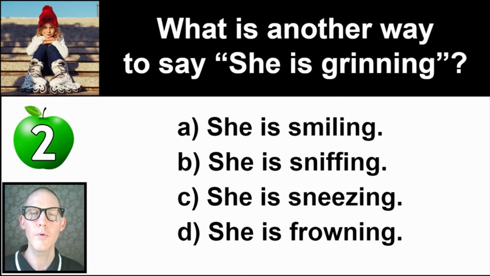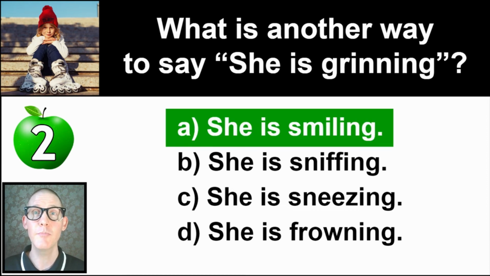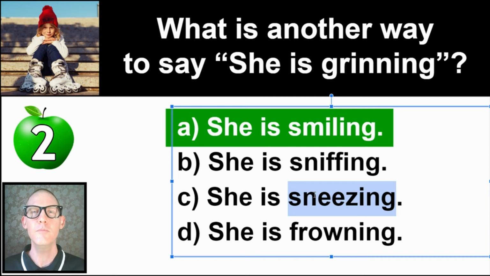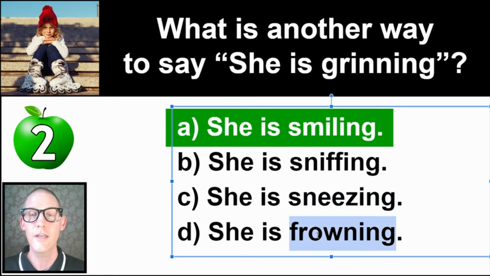Okay, what is another way to say she is grinning? Well, the answer is A. She is smiling, right? So grinning is another way to say smiling. Sniffing, let's take a look at the wrong answers. Sniffing means maybe you're sniffing the flowers or you're sniffing, I don't know, the garbage? So she's not sniffing. Sneezing means achoo, right? And she's not sneezing. And frowning is like looking like this. No. And she's not doing that.